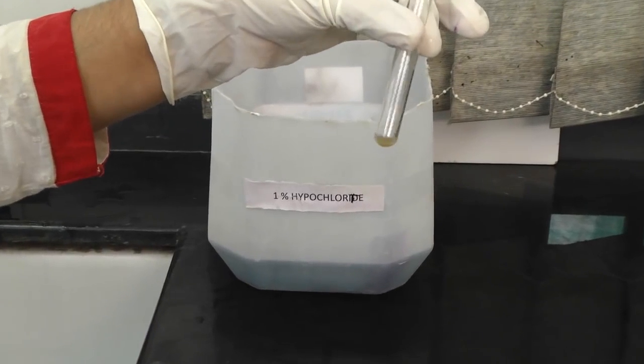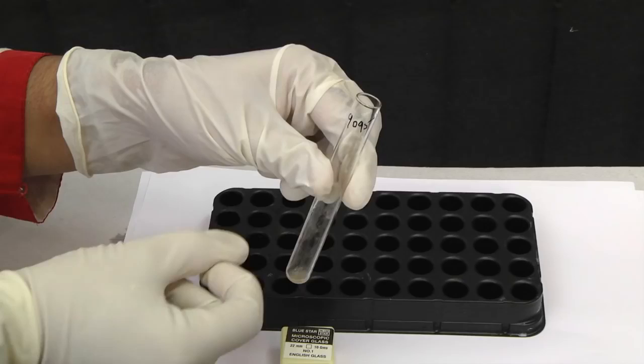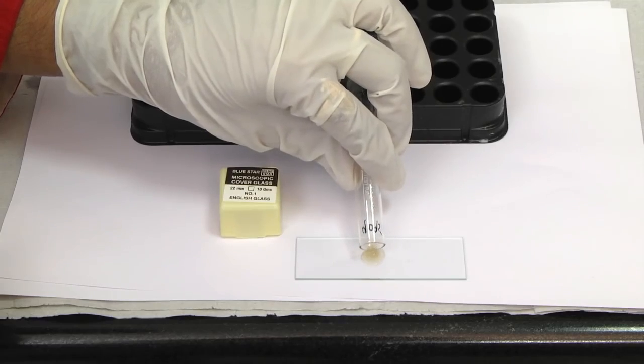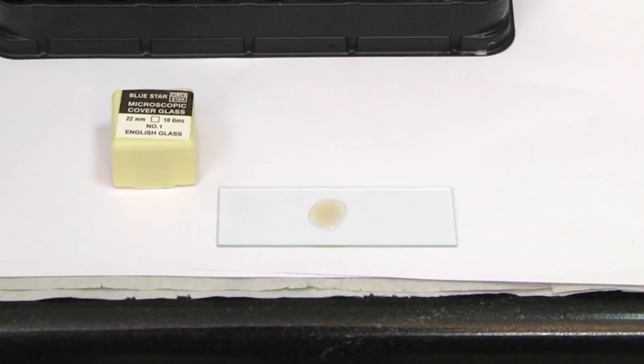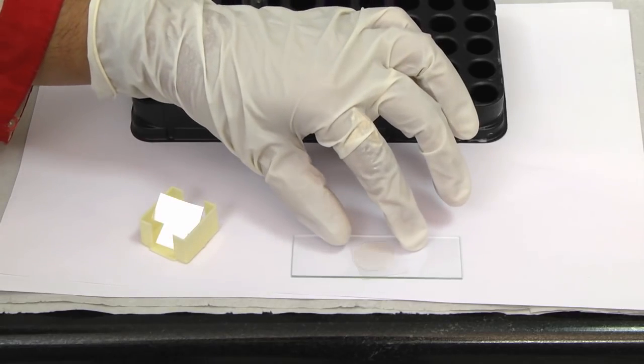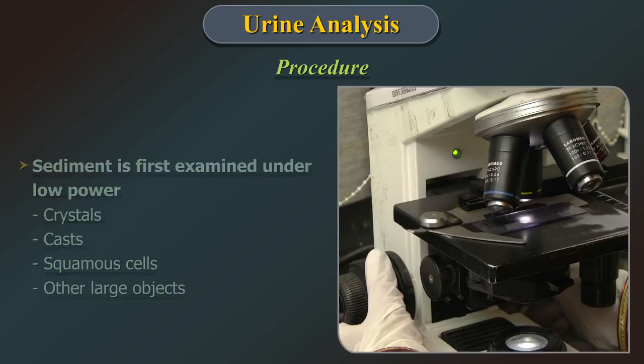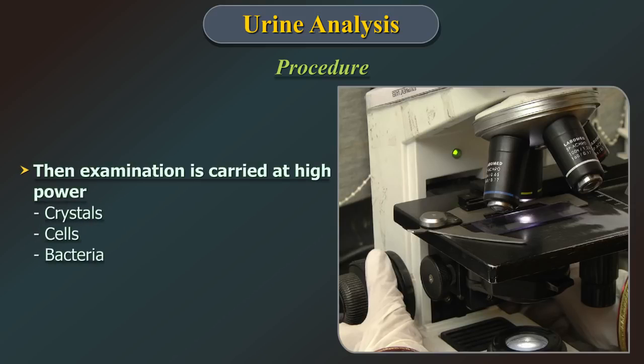The sediment is resuspended in the remaining urine by flicking the bottom of the tube. A drop of resuspended sediment is poured onto a glass slide and a cover slip is placed on it. The sediment is first examined under low power to identify crystals, casts, squamous cells, and other large objects. Then examination is carried out at high power to identify cells and bacteria.